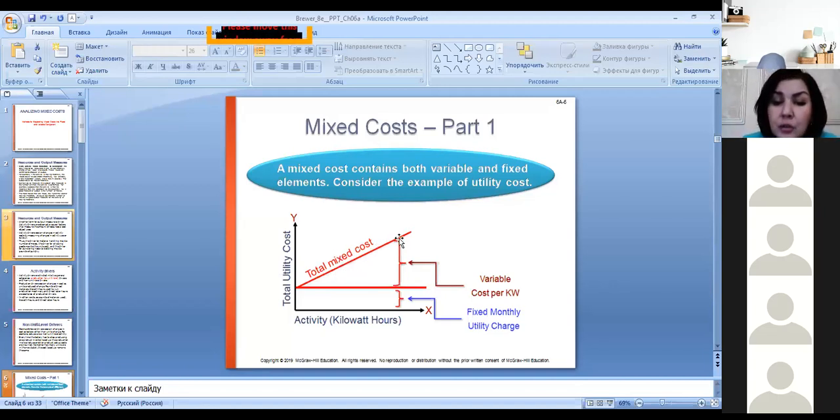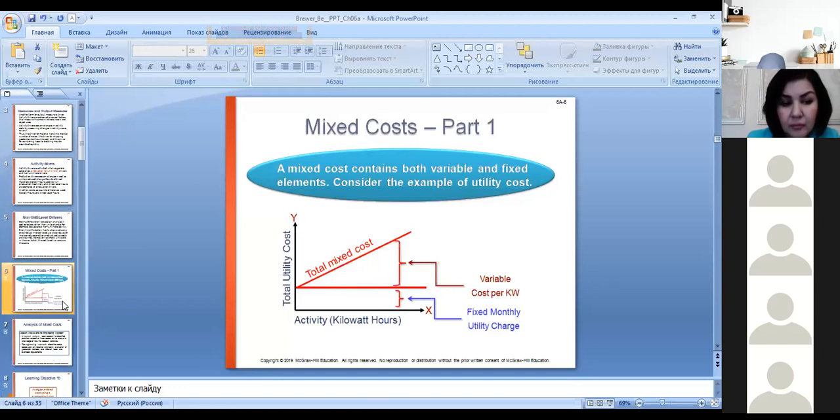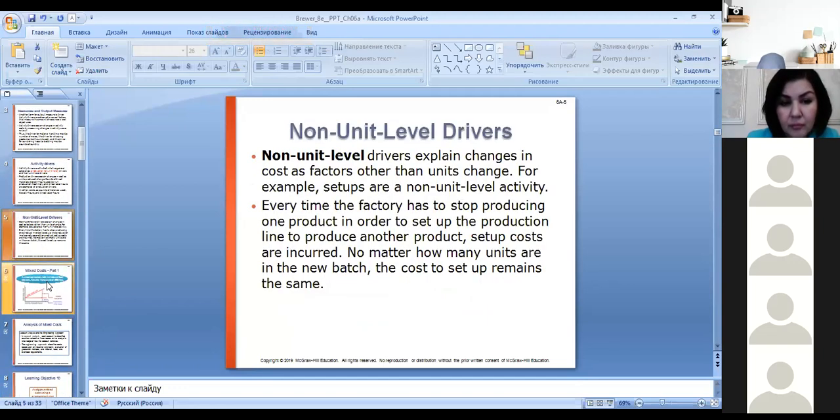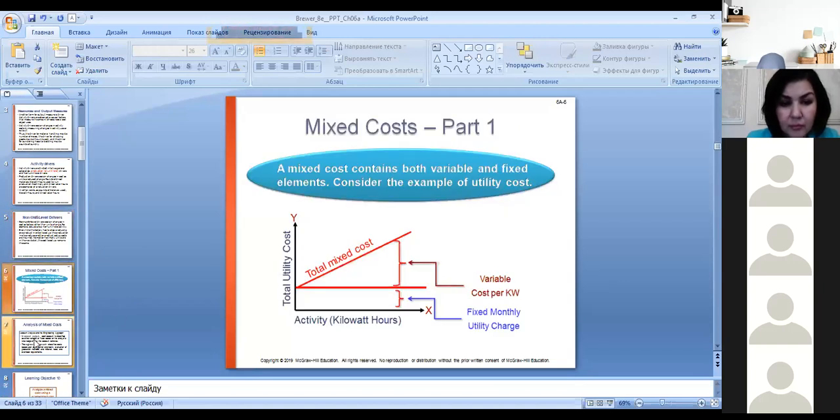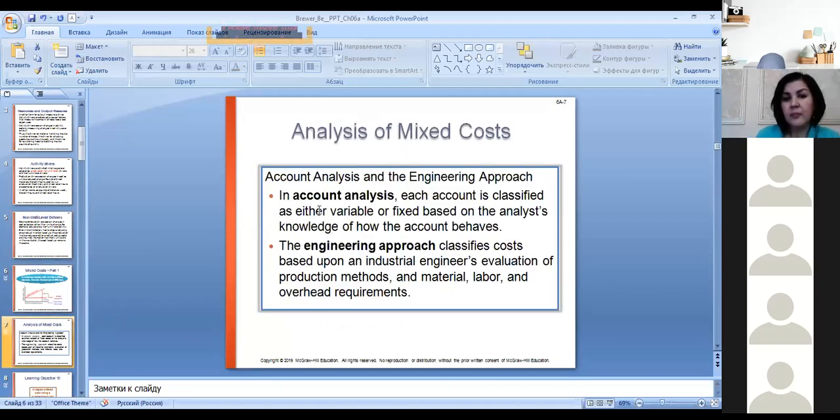And if you calculate the total cost, variable part plus fixed part, you will get a value for the total utility cost. So, analysis of mixed cost: account analysis and the engineering approach.